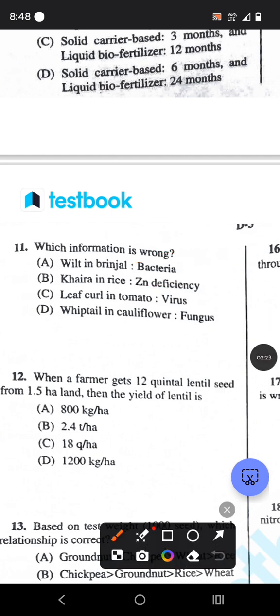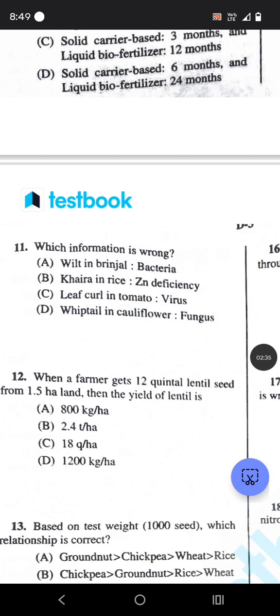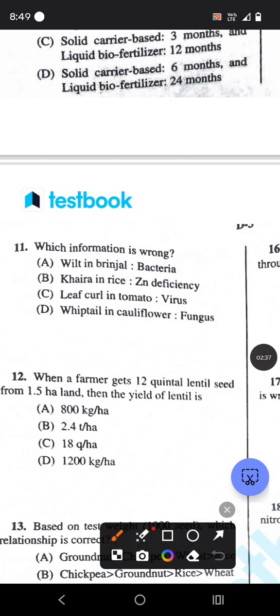The second option is khaira in rice, that occurs due to the deficiency of zinc, that is also true. And leaf curl in tomato occurs due to a virus, that is also true. And whiptail in fungus, that is not true, that is a false statement. So the correct answer is option D. Whiptail in cauliflower occurs due to the deficiency of molybdenum, that is the correct answer.